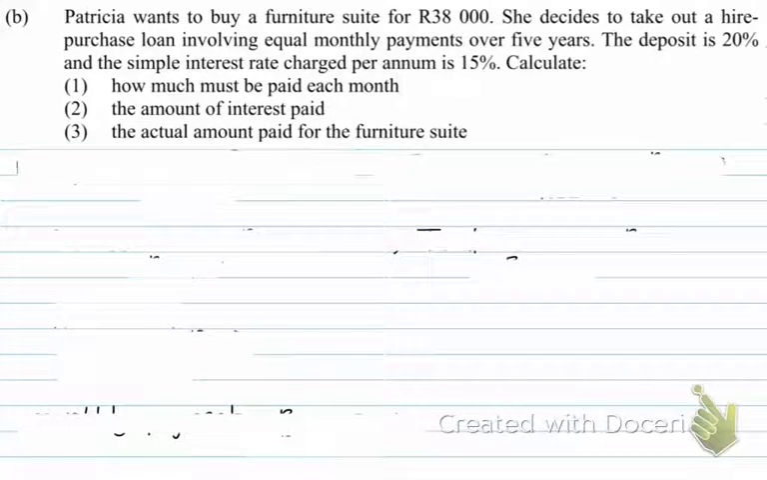Question B. Patricia wants to buy a furniture suite for 38,000. She decides to take out a hire purchase loan involving equal monthly payments over 5 years. The deposit is 20% and the simple interest rate charged per annum is 15%. Number 1, we must calculate how much must be paid each month, in other words, her monthly payment.